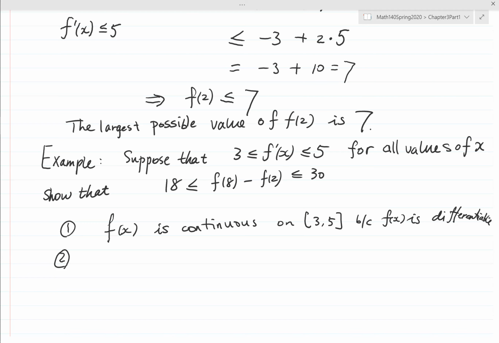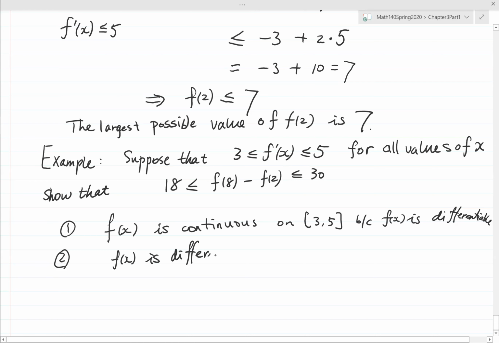Now we are given that f derivative is controlled from below by 3 and from above by 5. This also tells us that f derivative exists for every x, so this function is differentiable, and differentiable implies continuous. So the function is continuous everywhere. So f(x) is continuous on the closed interval, and f(x) is differentiable on the open interval 3 to 5, so that we can apply the mean value theorem. This implies the mean value theorem applies.